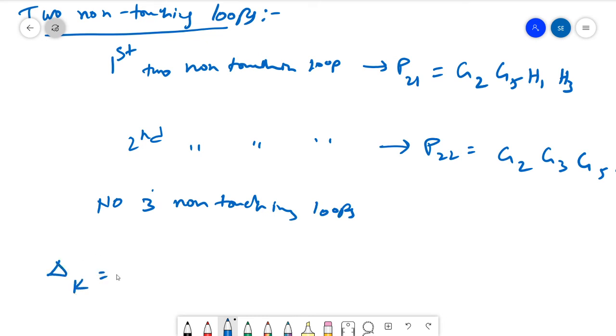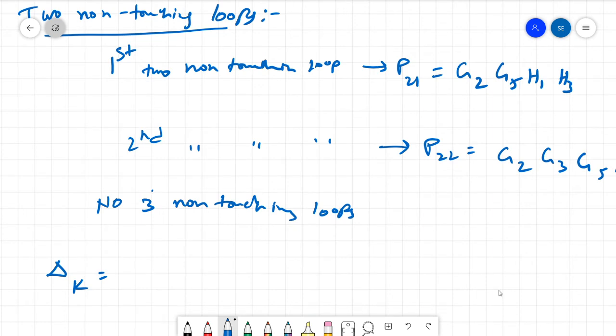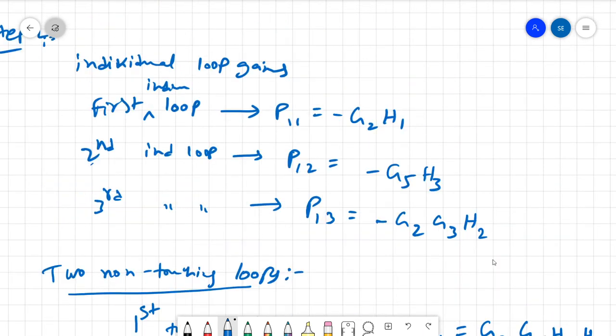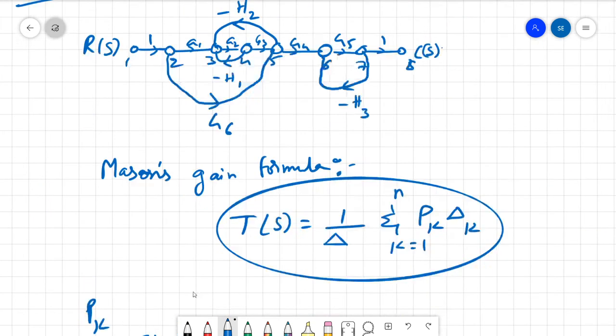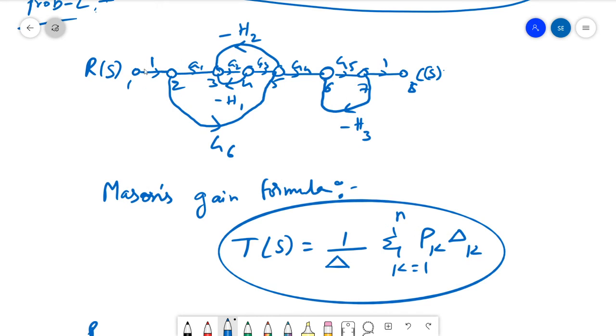So we have to calculate del k now. What is del k? 1 minus the sum of the loop gains which are not touching the kth forward path. So observe the forward paths. If there are any loops which are not touching that path, then we have to consider them. This is the first forward path, if you observe, G1, G2, G3. So for this forward path, are there any non-touching loops?